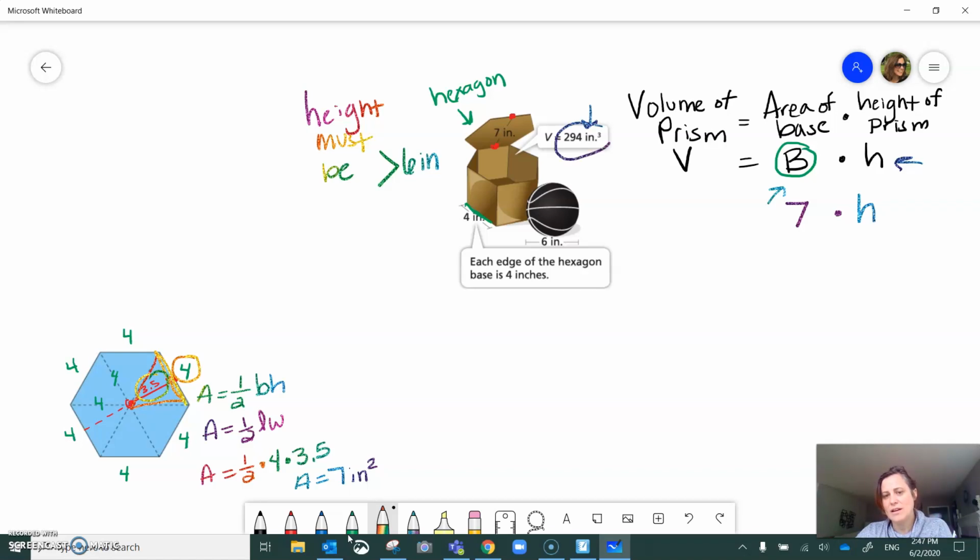The volume is right here. The volume is 294. So there's only one thing here we don't know, and that's height, and we should be able to solve it. I'm going to draw lines down my equal sign so that I keep the left side of the equation and the right side of the equation separate from each other.